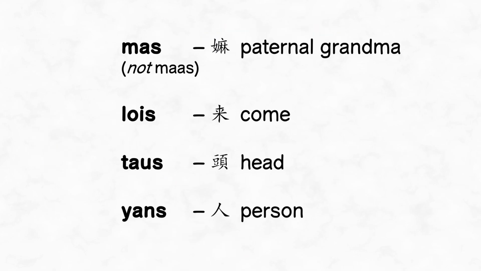Here are some examples. Ma. Once again, this is a long A sound because the vowel is considered the phonetic end of the word. Next is loi, then tao, and then finally yun.